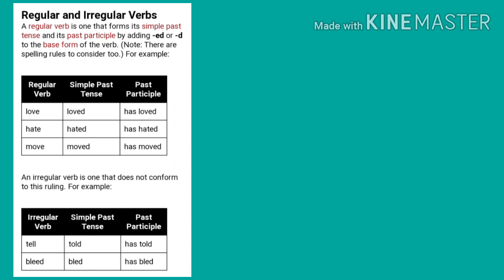And what about irregular verb? An irregular verb is one that does not conform to this ruling. That means in irregular verb we do not add d or ed with the base form. For example, tell, told, told, bleed, bled, bled. In these examples, we can see that we do not add d or ed with the base form as we did with love. These types of words we can call irregular verbs.